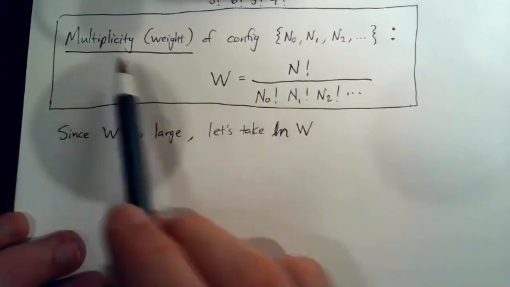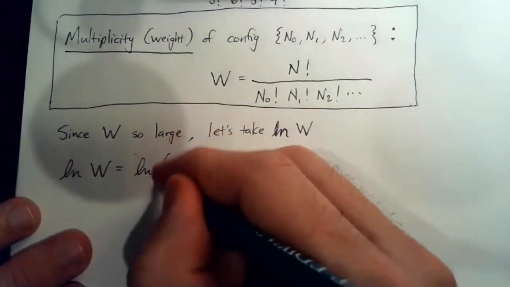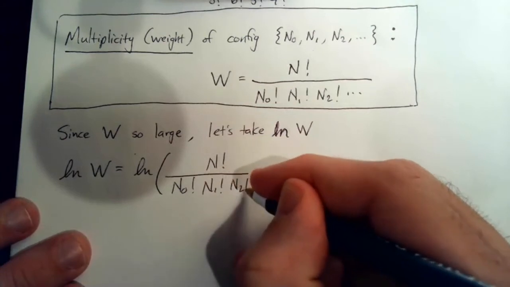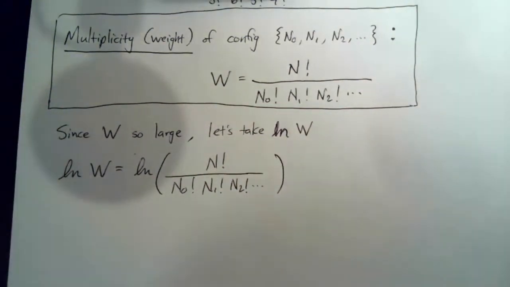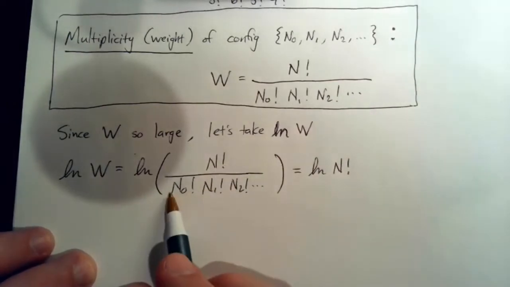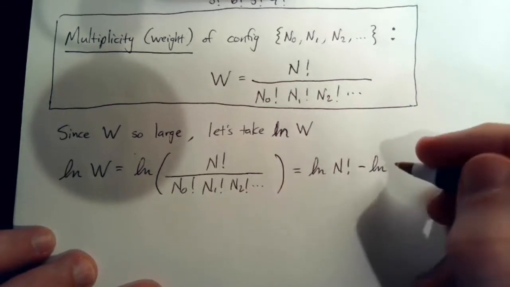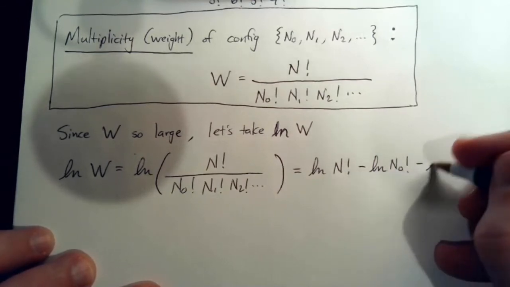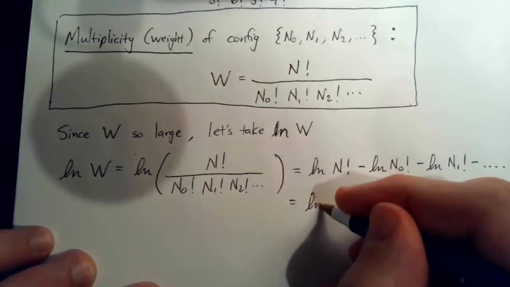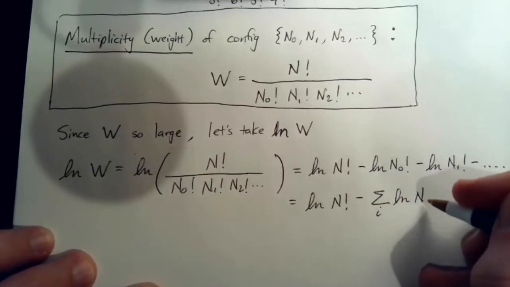First, let me take the natural log of this multiplicity that we have here. Okay, so the natural log of this multiplicity is the natural log of this. And now I'm going to use the property of logs. I have the natural log of n factorial in the numerator minus the natural log of the denominator, right? So this is minus the natural log of n naught factorial minus the natural log of n1 factorial minus, and so on. Okay, so I can write that as the natural log of n factorial minus the sum over i of the natural log of ni factorial.